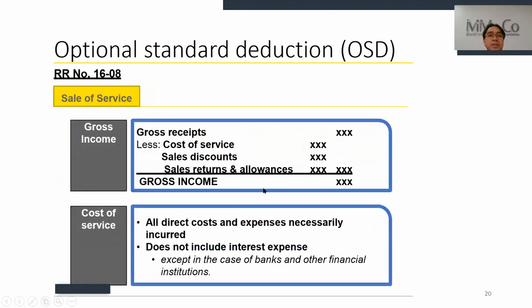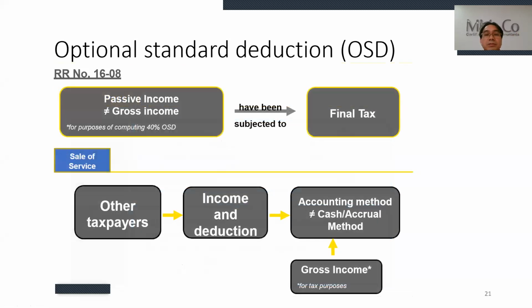And then for sale of services naman, gross receipts minus cost of services, discounts, returns and allowances, you get your gross income. Then cost of service naman, na ilalagay mo dito sa part na to, is all direct costs and expenses necessarily incurred. Does not include interest expense. Okay? Except in case of banks and other financial institutions.